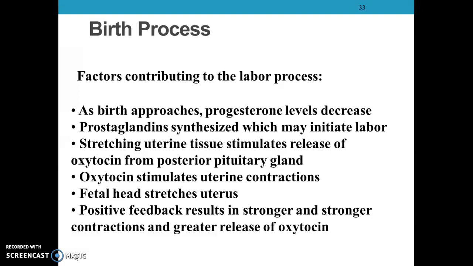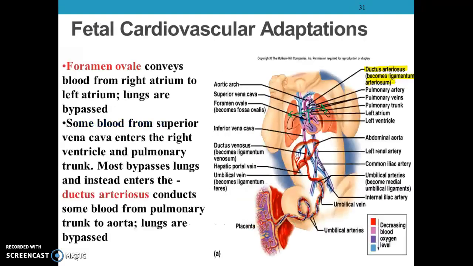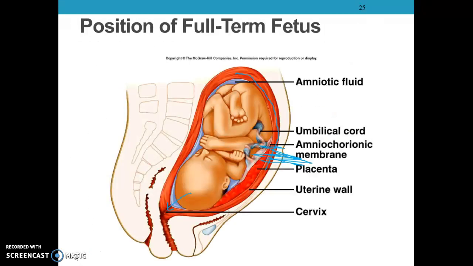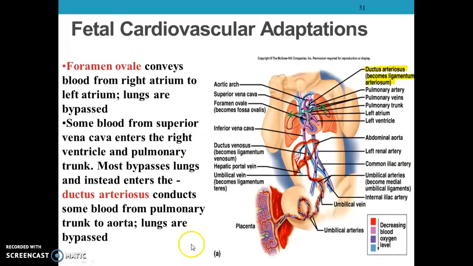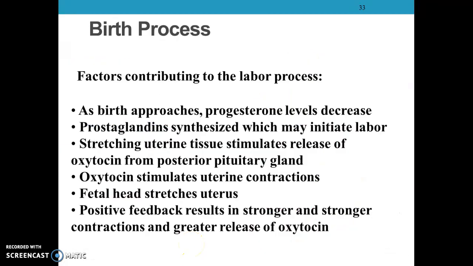All right. Remember the position of the fetus that we talked about a few slides ago. So if the uterus starts to contract, that's going to push the head of the fetus closer to the cervix. All right, the fetal head stretches the uterus even further, and then it says positive feedback results in stronger and stronger contractions and a greater release of oxytocin.